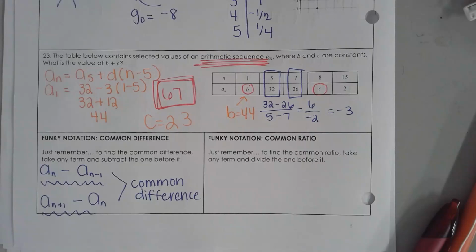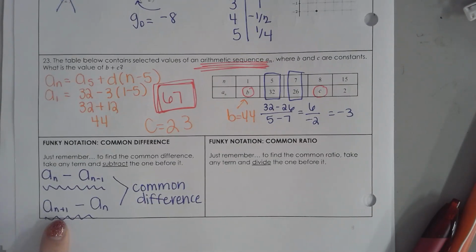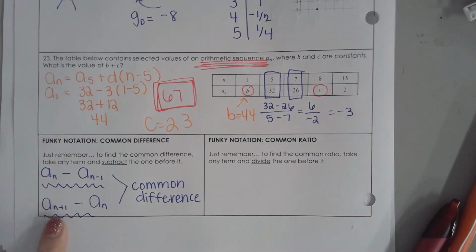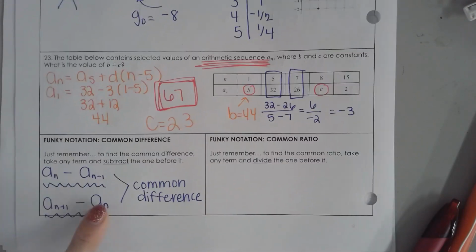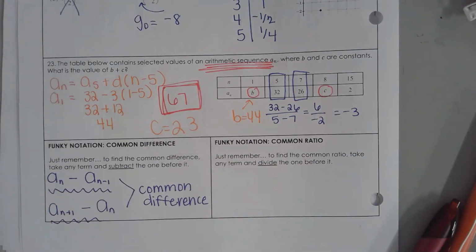Common difference is any term minus the one before it. So if I said a_(n plus 1) minus a_n, if I said n was 5, so a_6 minus a_5, that's a term minus the one before it. That's just saying your common difference. Like your question might say, you have an arithmetic sequence, and then it says this equals 2, instead of just telling you the common difference is 2. But if you see that, it means common difference.